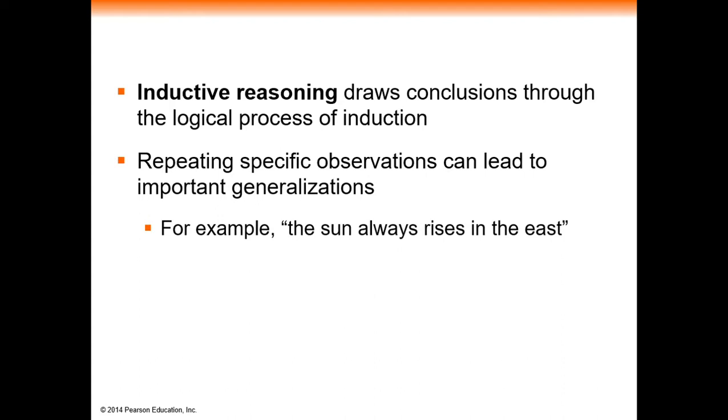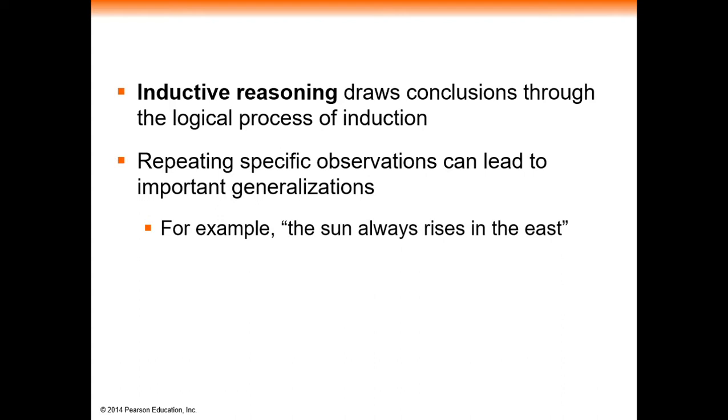Inductive reasoning draws conclusions through the logical process of induction, and that just means that this process of reasoning goes from lots of specific observations to generalizations. In other words, we can have lots of different examples of something that we notice in the environment. Maybe I notice that many of the trees that I look at have leaves, or their leaves are green, or they have a vascular tissue system that allows them to transport water and nutrients from root to leaf.